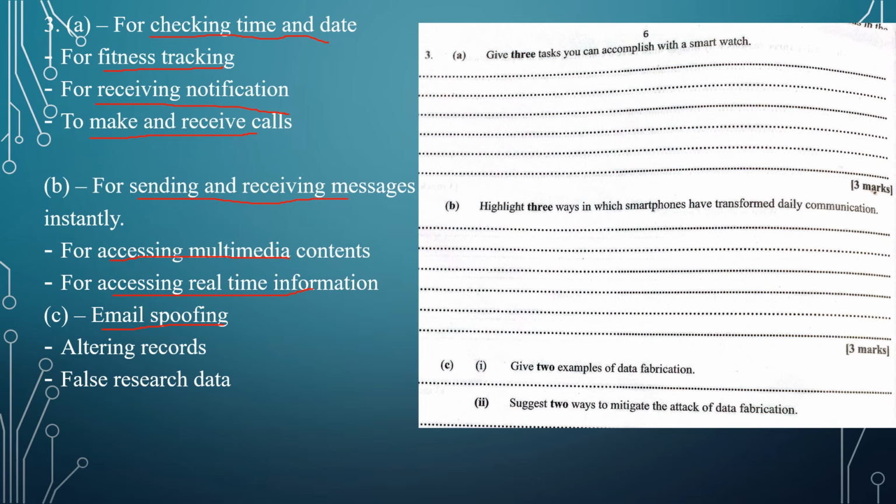And in this case, people try to use email addresses of certain organizations. So let's say GT Bank, someone will create an email address where a message will be sent to you like it is from GT Bank, but it is tricking you, or it is a way of luring you to release your sensitive information. And also altering records. Data fabrication itself is about you making changes or alteration to data. So making changes to records is an example of data fabrication.